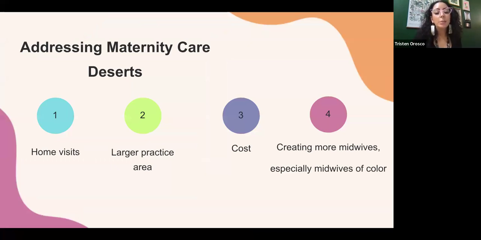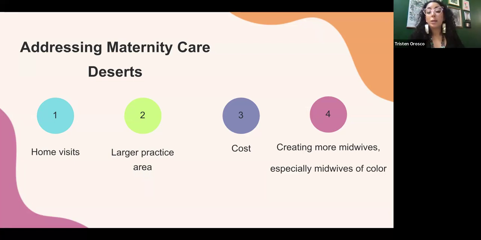So, addressing maternity care deserts through midwifery. We are certainly not the only solution to this, but we can be a part of the solution. Midwives are really great at figuring out logistical barriers, whether that be transportation insecurities or economic insecurities. We can be pretty resourceful for the most part. A lot of midwives offer home visits. Some offer home visits for every visit and some offer just a handful. A lot also offer telehealth visits as well.